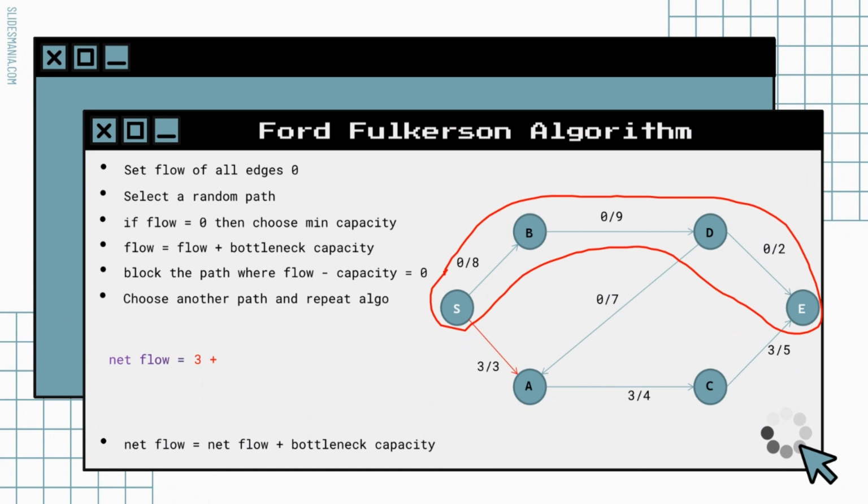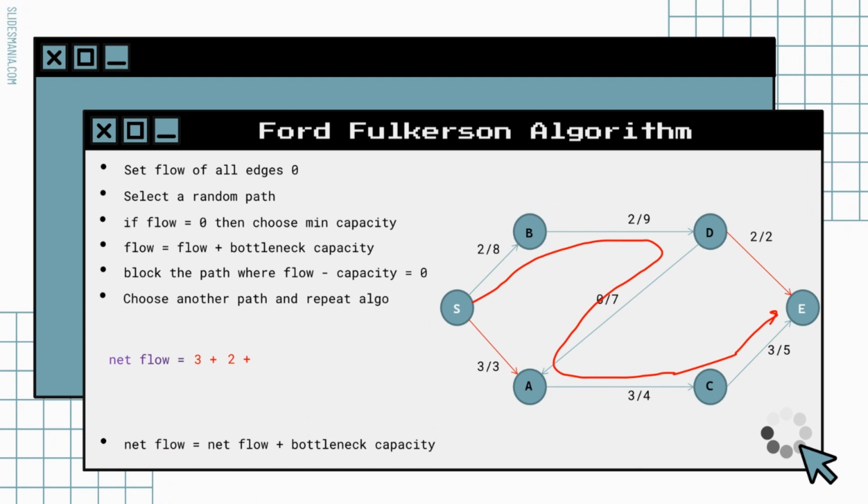Here the bottleneck capacity is 2. So after implementing the equation flow equals flow plus bottleneck capacity, we get these revised terms: 2 by 8, 2 by 9, and 2 by 2. For S to B, the residual capacity is 6. For B to D, the residual capacity is 7. And for D to E, the residual capacity is 0. So we have to block the edge from D to E like this. We have to remember one thing, that we have to cover all possible paths in this network. Now in the net flow term, we have to add 2, the current bottleneck capacity.